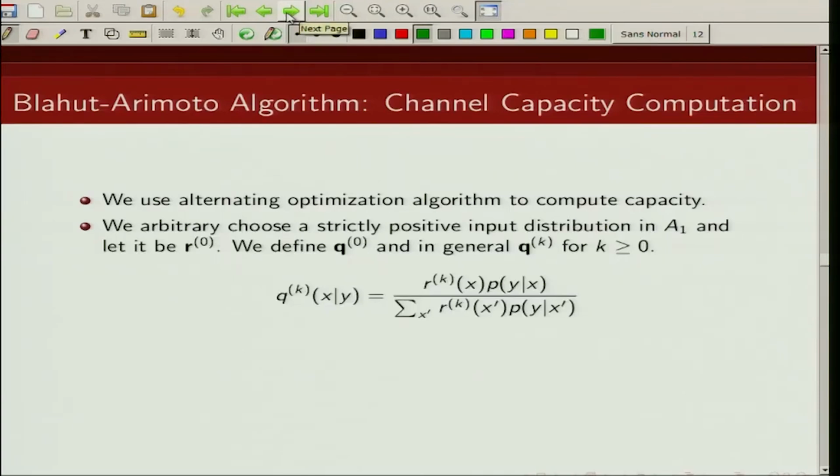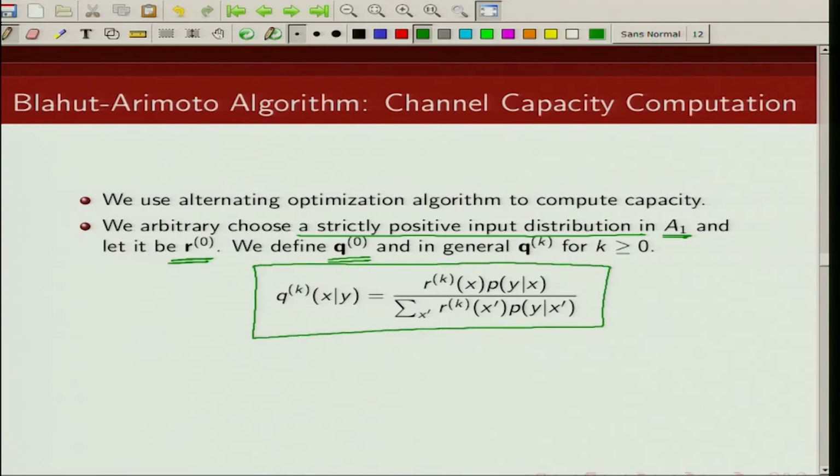So first we are going to choose a strictly positive input distribution, which I am denoting by R0. Of course this belongs to this convex set A1, and we define q of 0, or in general q of k, by this relation.